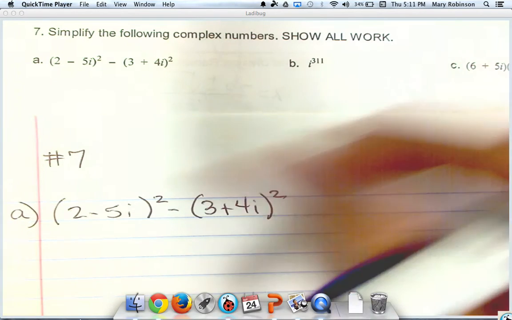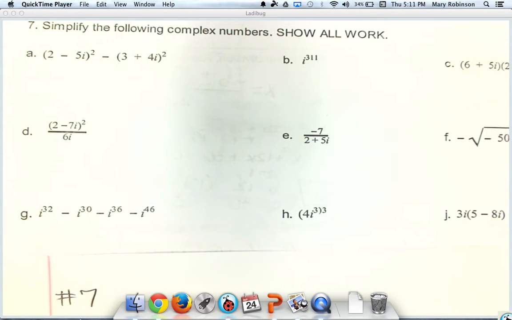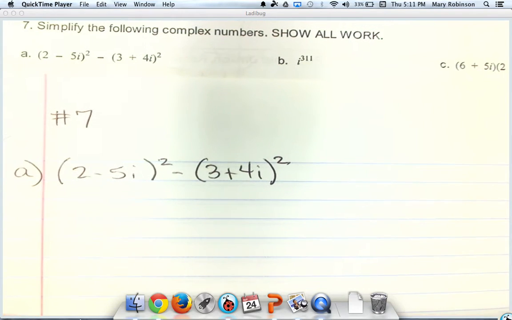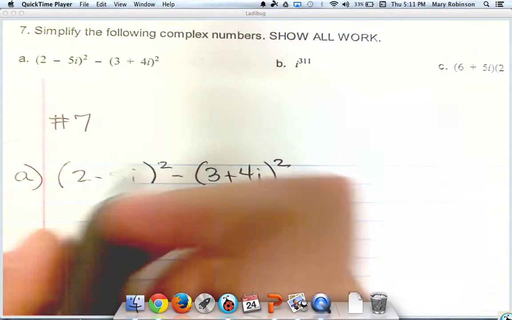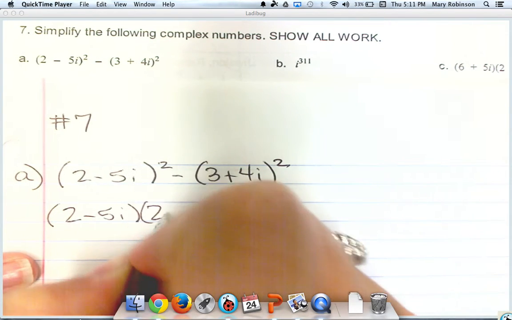In this video, I'll be covering problem 7, all the problems with imaginary numbers from A to J. If you take a look at A, you've got a quantity squared minus a quantity squared. Please remember, if you have a quantity squared, you need to write it twice.